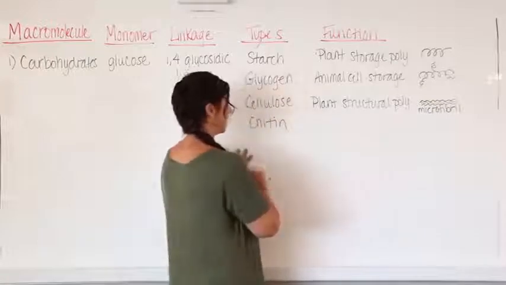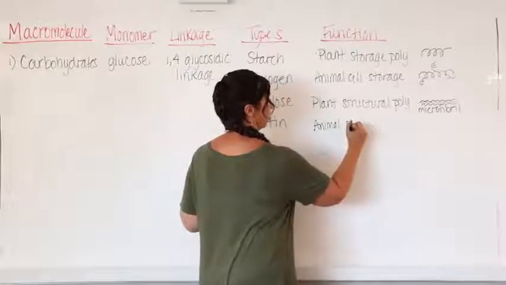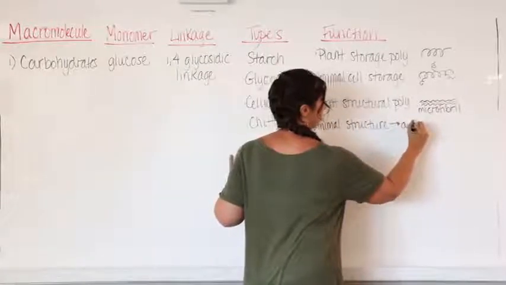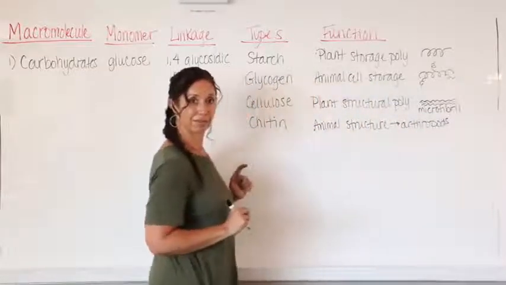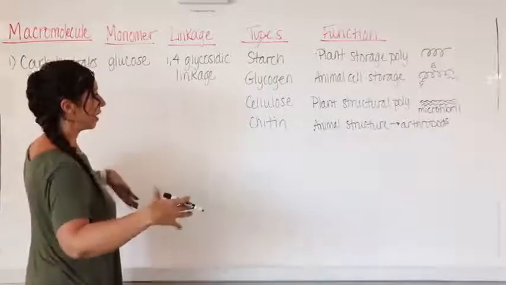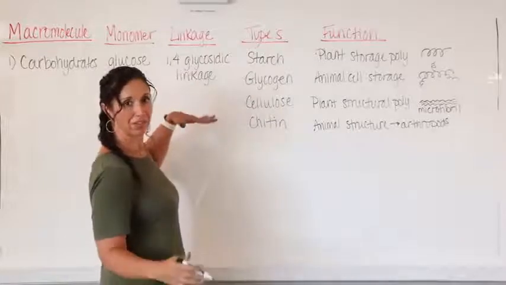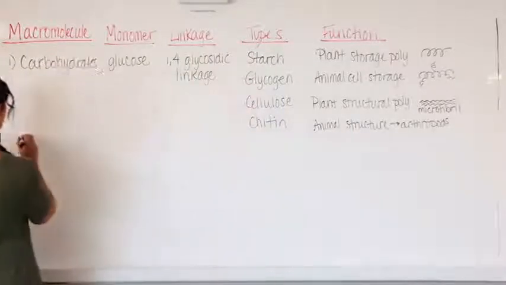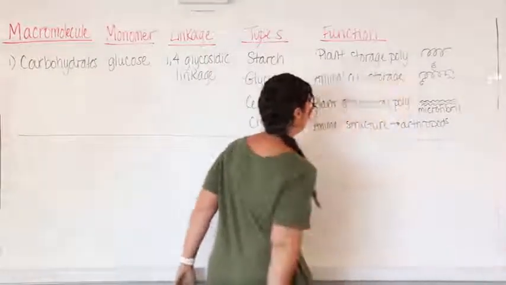And then lastly, chitin. This is your animal structure, specifically your arthropods, their good old exoskeleton. All right, just quick bullet points. What you'll be required to know is a lot of detail underneath all of these, but this is just to give you that big overview picture of what you need. All right, so that is macromolecule number 1.